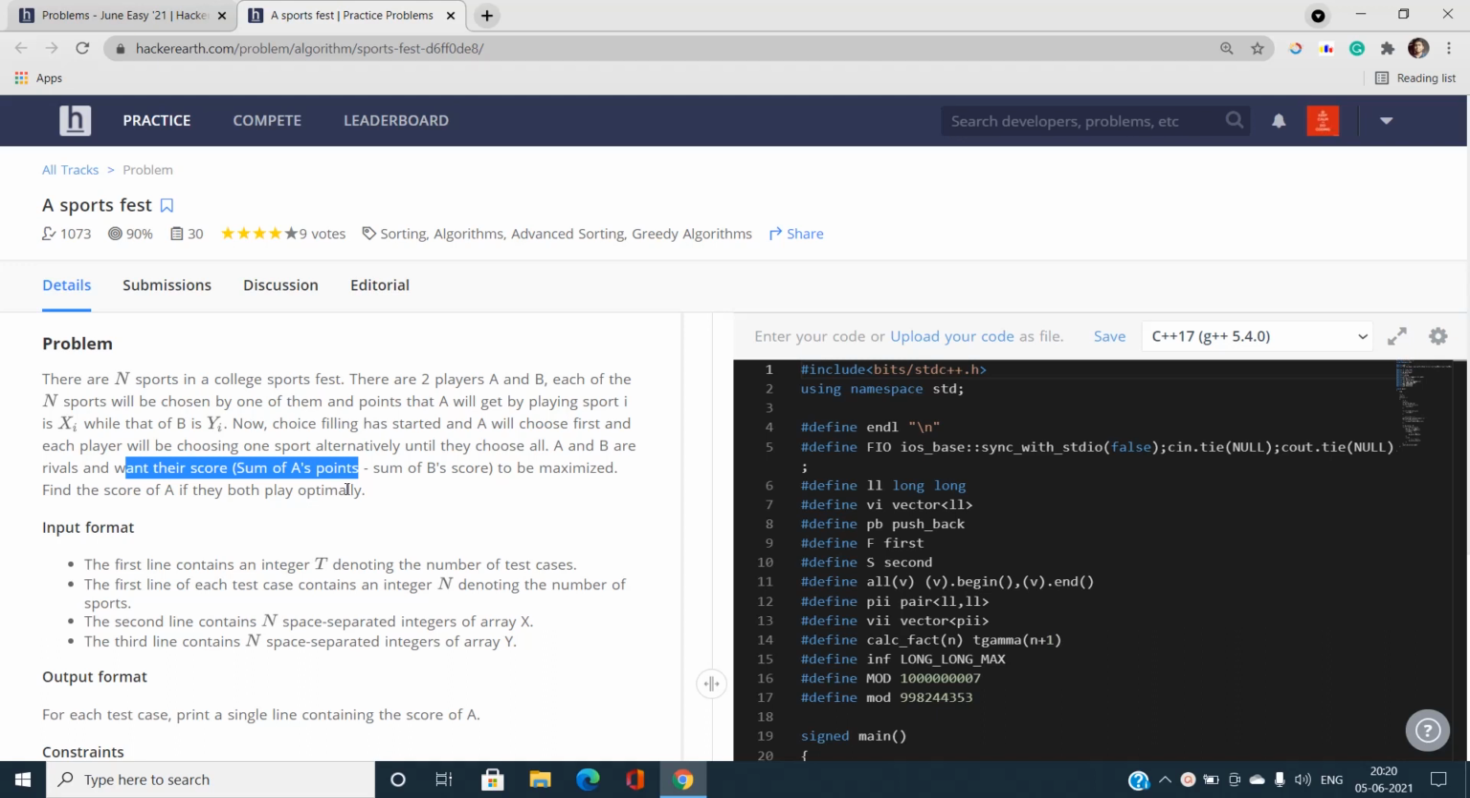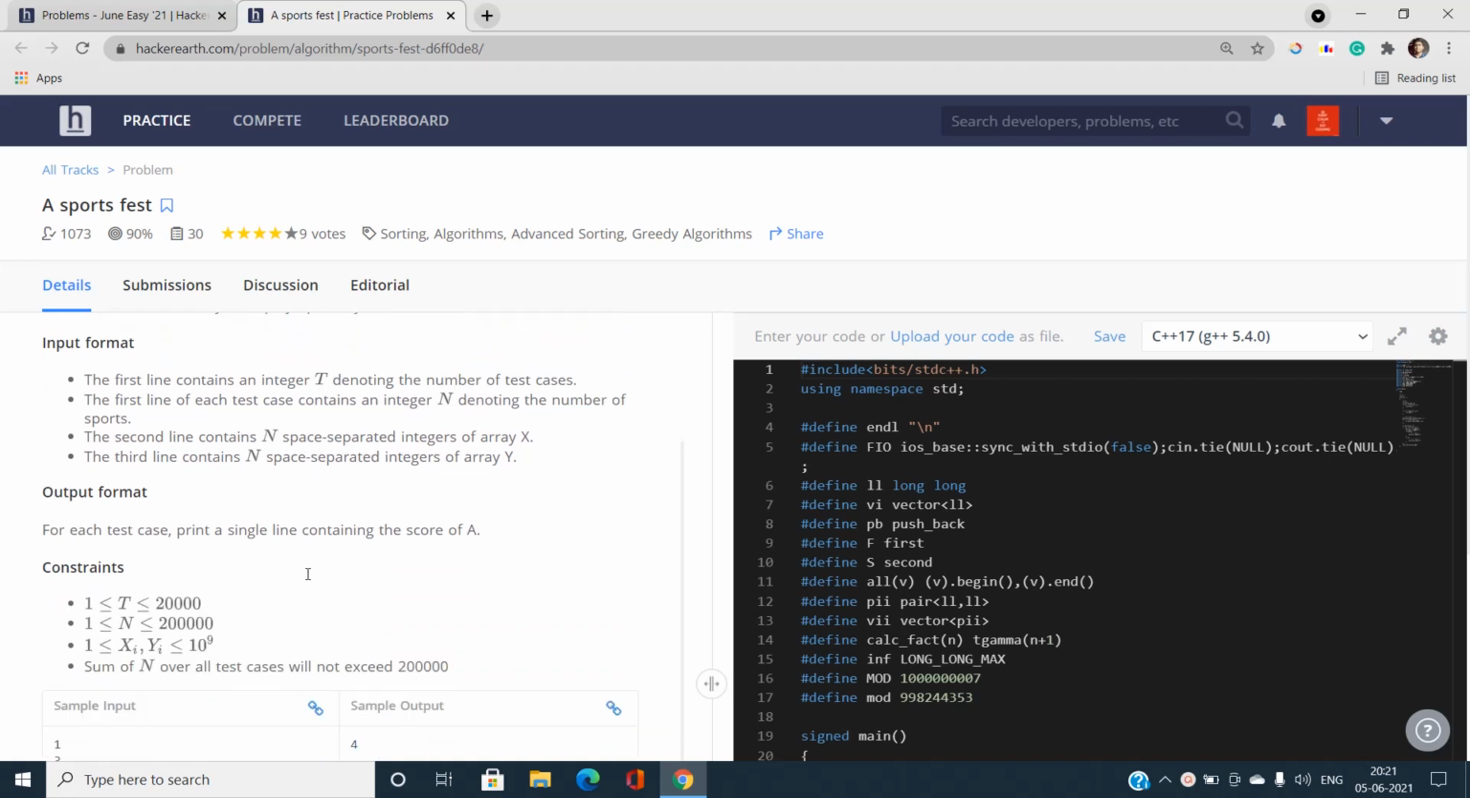Note that this term is a relative term. If I talk about B's score, then B's score will be the points gained by B minus the points gained by A, and the score of A will be the points gained by A minus the points gained by B. Every player wants his or her score to be maximized, which means that each player is going to play optimally. Find the score of A if they both play optimally.